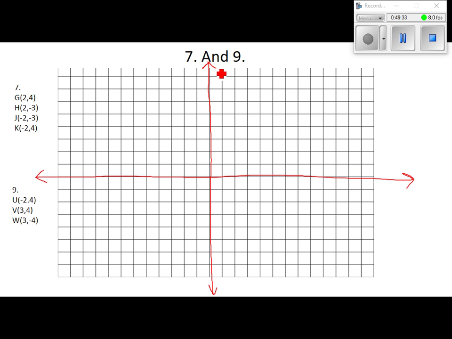I'm going to graph this real quick. Tell me how to graph point G. Right 2, up 4. That's point G. H: right 2, down 3, good. J: left 2, down 3. Left 2, up 4.